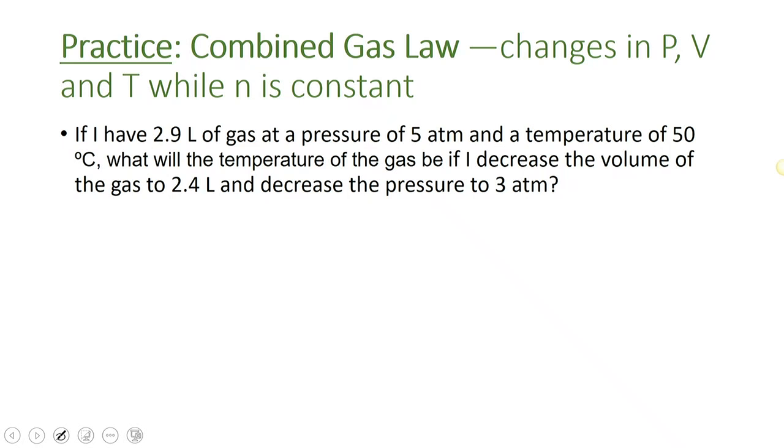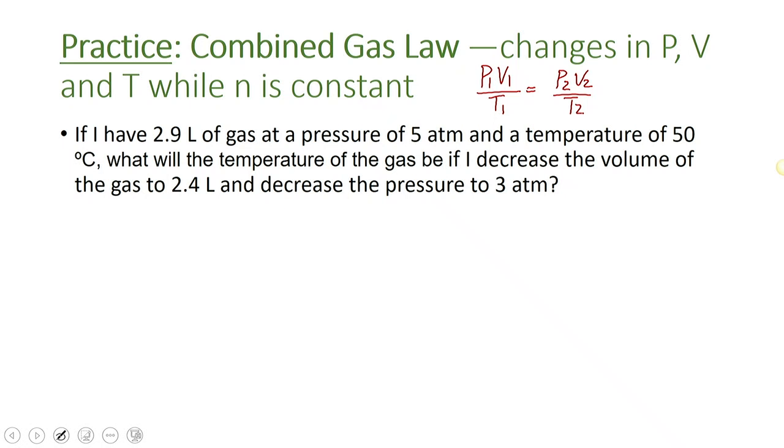So the combined gas law takes a look at our ideal gas law and says that if we have a constant number of moles, and remember we have R as constant, what happens if I have changes in the pressure, the volume, and the temperature? What if they all change? What happens if I'm not just changing one variable, but I'm changing two variables instead of one? So the combined gas law is P1, V1 over T1 is equal to P2, V2 all over T2.